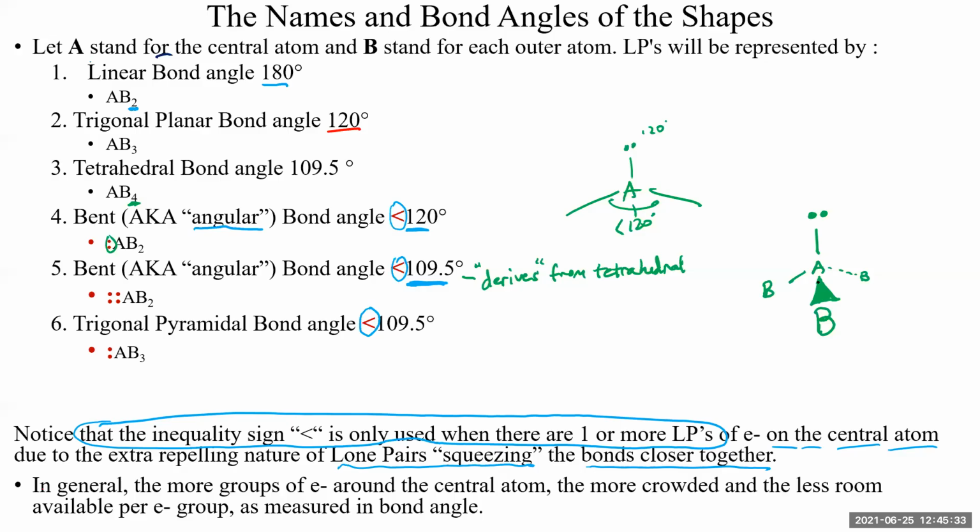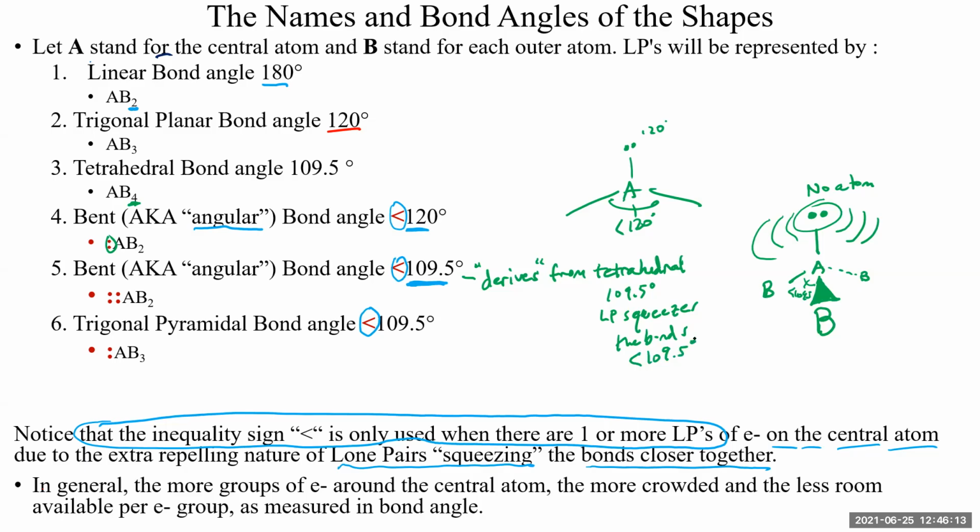Now here, instead of having that atom up here, there's no atom, just a lone pair. Nevertheless, the lone pair still has negative charge and still repels the other atoms, so they still stay in that same shape. In fact, they're squeezed together to make a bond angle that's less than 109.5. The tetrahedral shape has an ideal bond angle of 109.5. Because the lone pair squeezes the bonds together, we get less than 109.5.